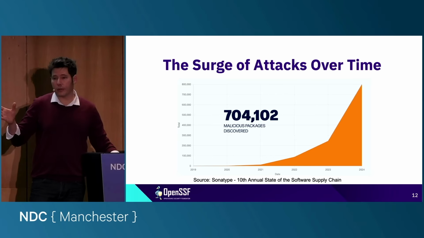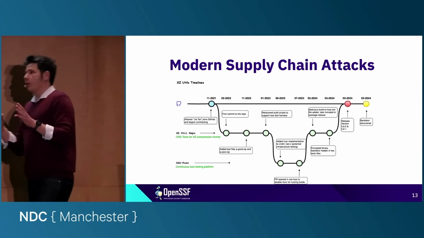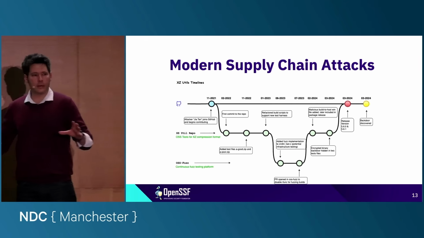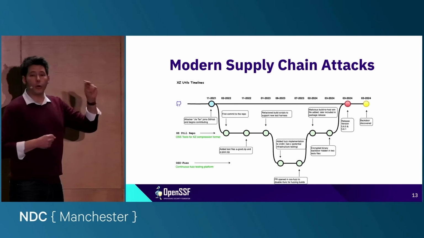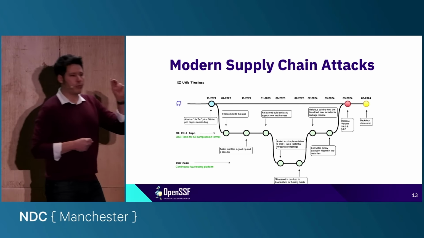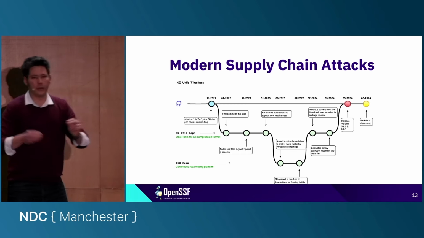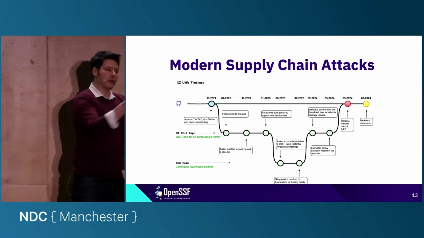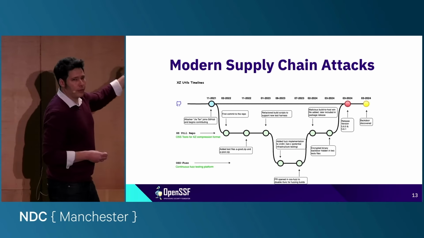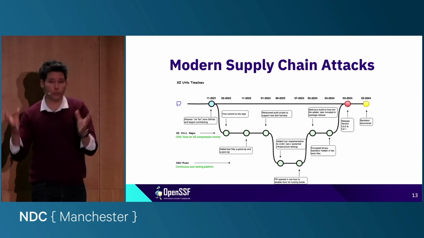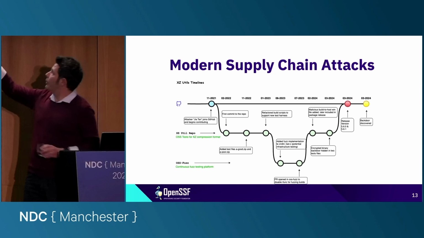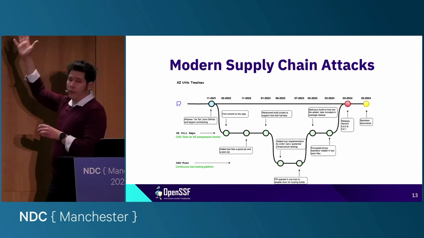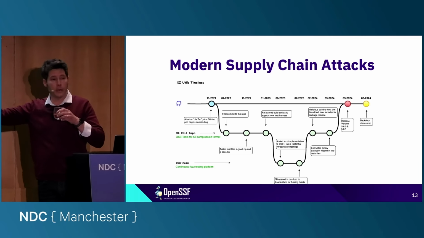And it's not just the numbers. It's also the sheer sophistication. If you look at something like the XZ Utils attack, this took over 2 years of planning, executing, moving from one repository to the other, neutralizing controls that might have detected the attack earlier by going to the fuzzing repository and disabling one of the checks.